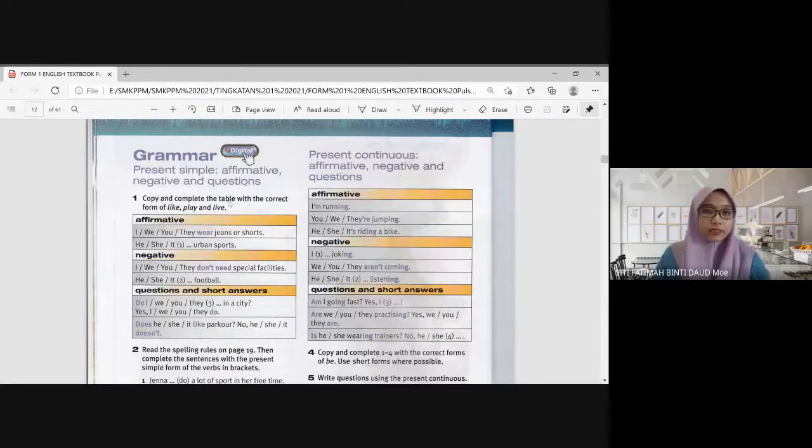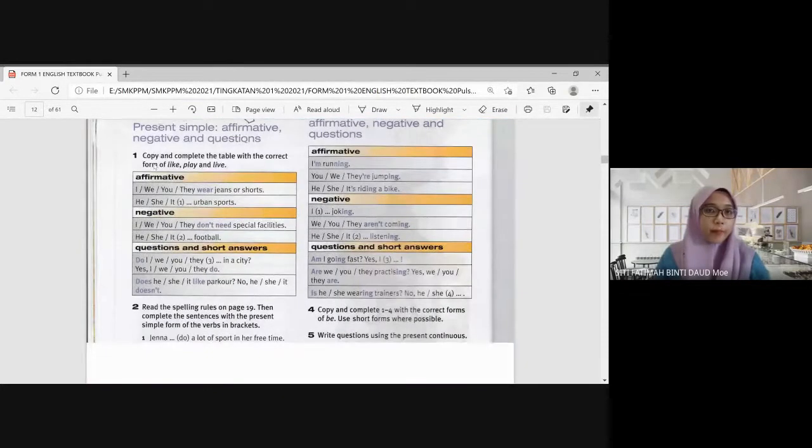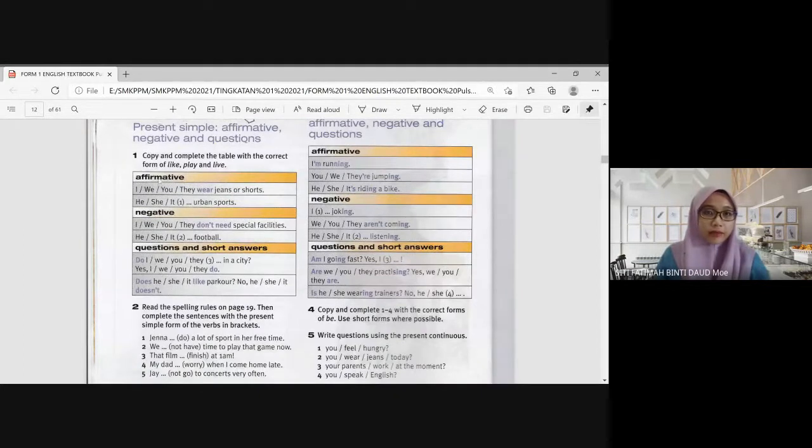Present simple, affirmative, negative, and questions. Copy and complete the table with the correct form of like, play, and leave. This is what I showed you just now. I, we, they, you, wear jeans or shorts. So if the thing is singular, or he, she, it, what should you put here? Like, play, or leave? Urban sports. Any one of these is fine.